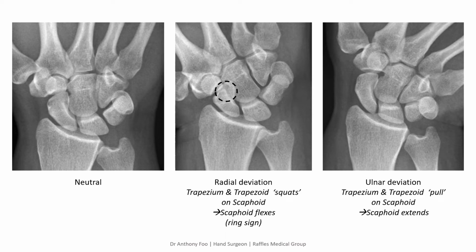And then in scaphoid flexion, one can see the scaphoid ring sign. Basically, a scaphoid ring sign is a superimposition of the distal pole of the scaphoid onto its radiological footprint, giving rise to this ring sign, as you can see in the dashed black lines here. In ulnar deviation, the trapezium and trapezoid pull on the scaphoid to go into full extension. So this is a key concept that one needs to understand pertaining to scapholunate instability.